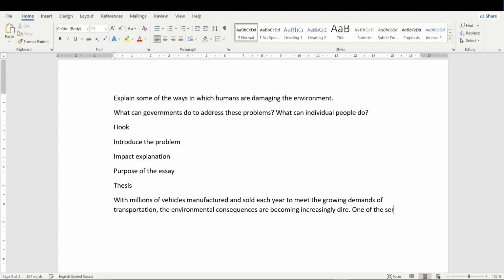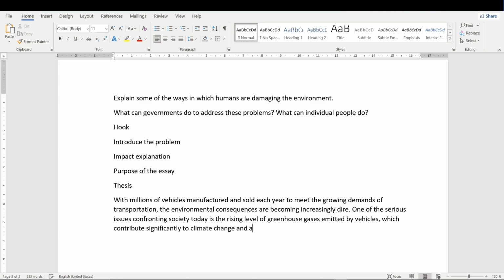One of the most serious issues confronting society today is the rising levels of greenhouse gases emitted by vehicles, which contribute significantly to climate change and air pollution. Here we wrote that the main problem is the gases, which have a negative impact on air pollution.